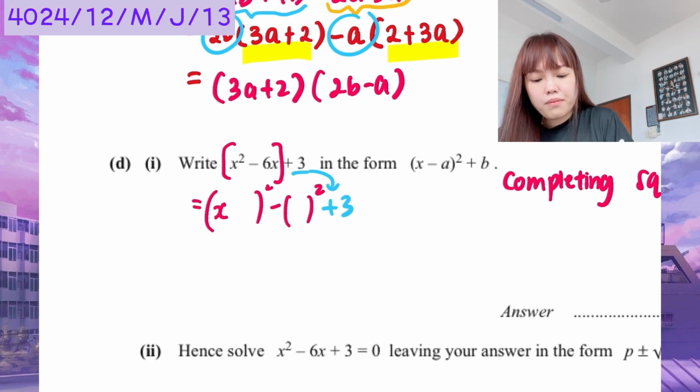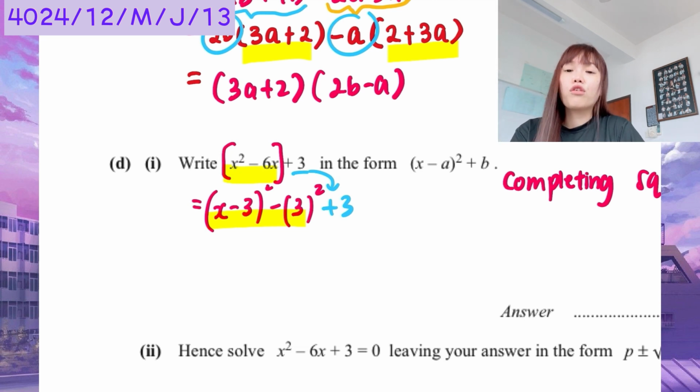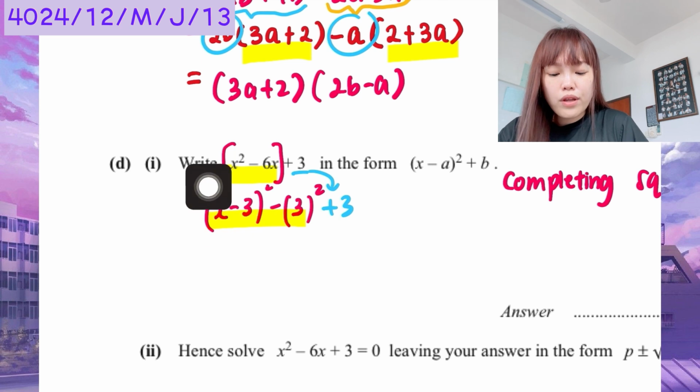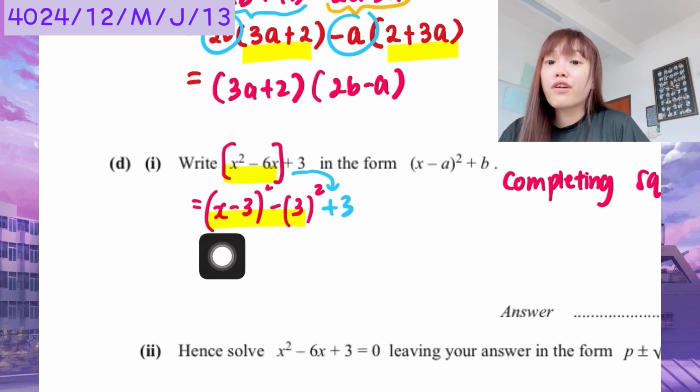Okay, here will become x. I follow minus. This 6 becomes divided by 2, so it's 3 and 3. So if we want to complete the square, this one will become like this. Okay, that's the method of how you complete the square. Because when you expand this, basically you get back x squared minus 6x. If you don't believe, you can try to expand it back.